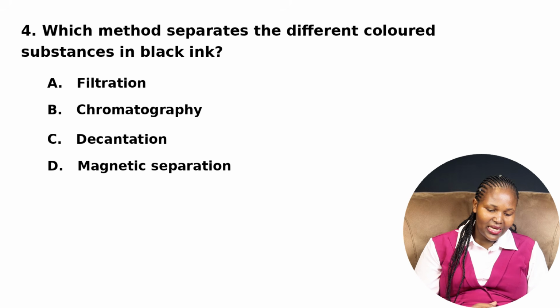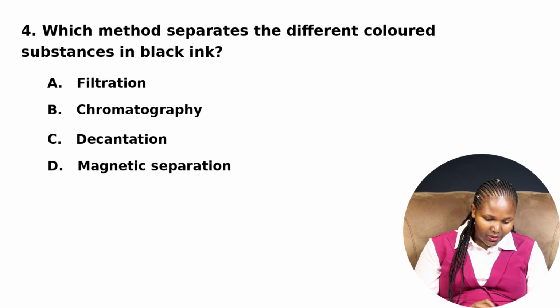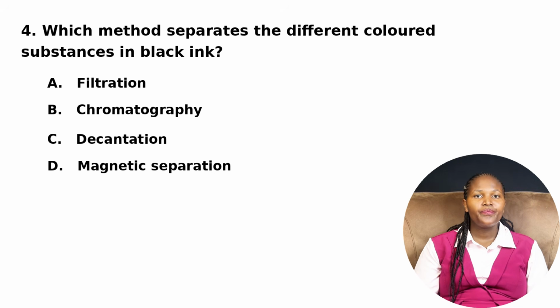Question 4. Which method separates the different colored substances in black ink? Wow. This question is very interesting. Let me first read the options. We have A, filtration, B, chromatography, C, decantation, and D, magnetic separation. So the correct answer here is B, chromatography.